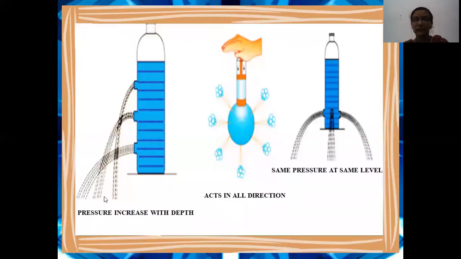Now, as the depth increases, the pressure will also increase, as you can see. So what happened at the base? Yes, but at the top, there is less depth and the pressure is also less. Next, it acts in all directions. In all directions, it is equally distributed. Same pressure at the same level. At the same level, it will create the same pressure in all directions.